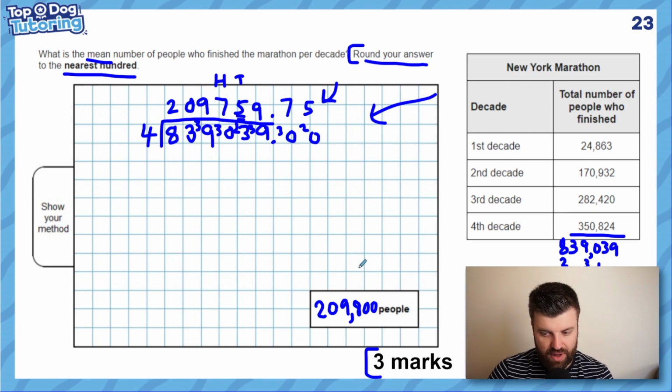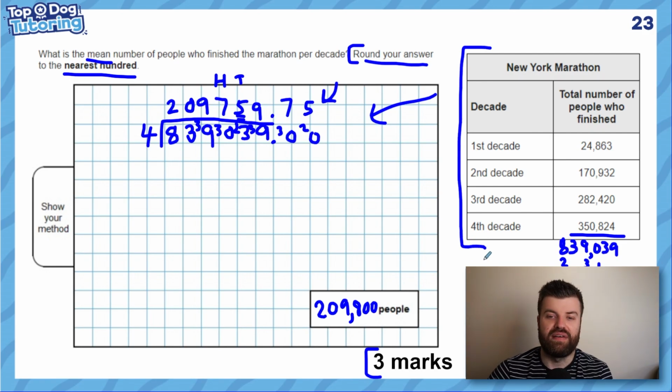Oh my gosh. 3 steps there, 3 marks to get. You need to do every step. Every step, if you want to get all 3 marks. Really tricky, but a good example of how this is technically a statistics question because it's in a table, but we have to do mean, we have to do rounding if we want to get all of the marks.